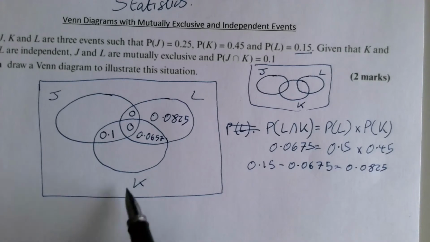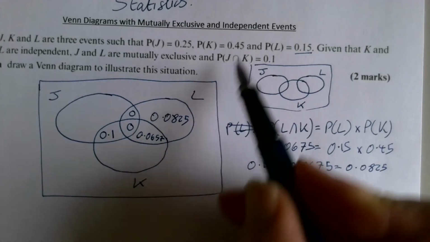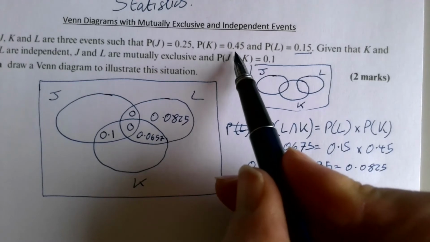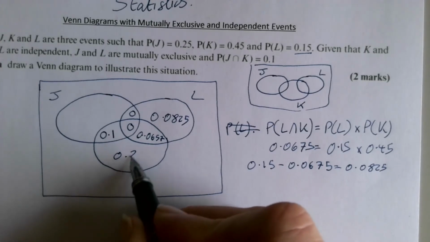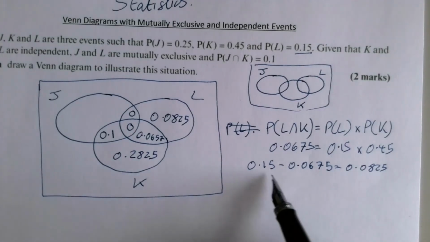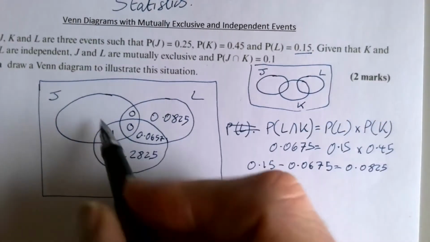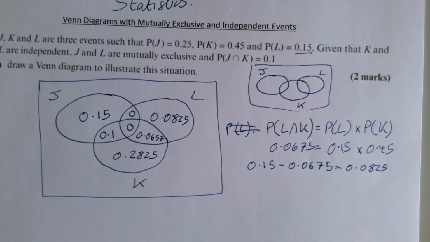Then for K, we've only got one gap left here, so I need to add those two together and take them away from 0.45. So if I add them together and take them away from 0.45, I get 0.2825. And all of this, I should have written that down really. Everything you do, write down as part of your working, just in case things go wrong, and it makes it easier to check through again afterwards, doesn't it? And the probability of J is 0.25, so if that's 0.1, add 0.15 to that, gets us our 0.25.